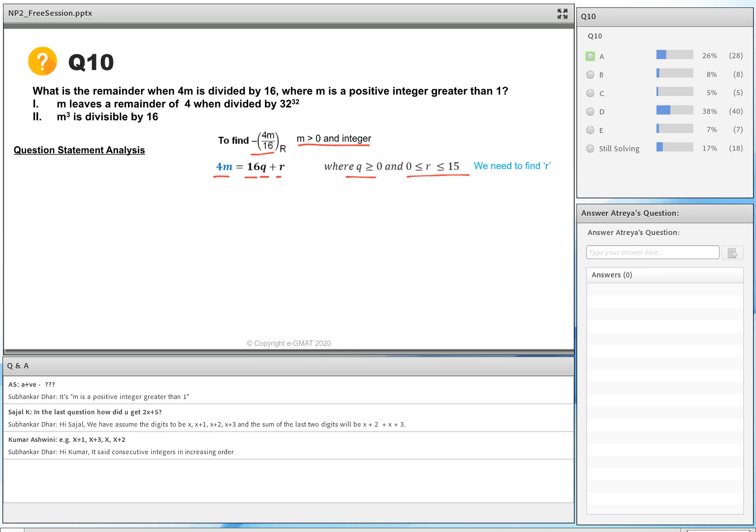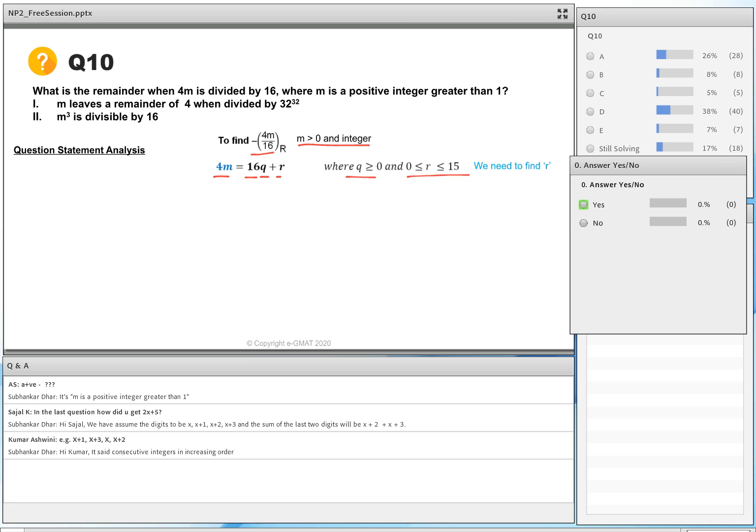Now again, the same question. Let me bring in the yes/no poll for all of you, and I want you to tell me how many of you wrote these statements down in your notebook before going to solving the question, before moving into the statements.